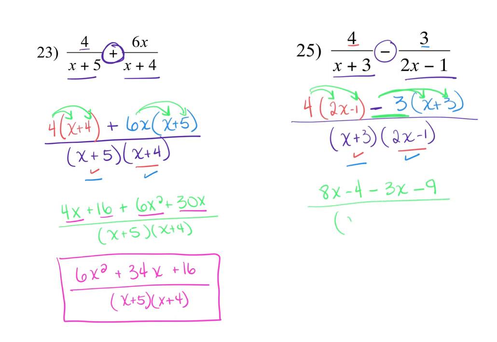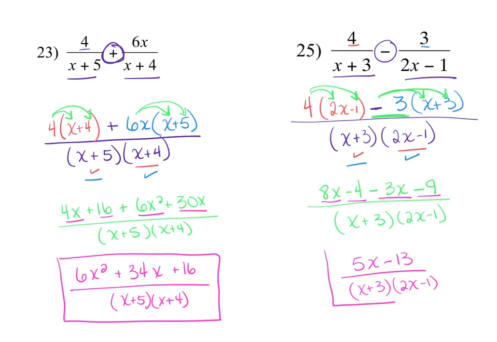My denominator stays the same. My numerator, I'm combining like terms. 8x minus 3x is 5x. Negative 4 minus 9 is negative 13. That is not factorable. So at this point, I am done, and that is my answer.